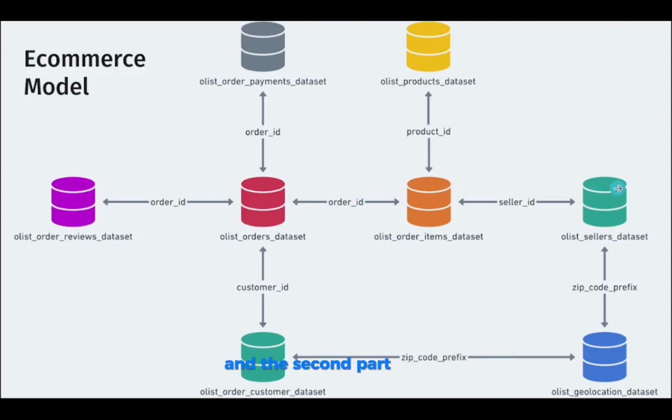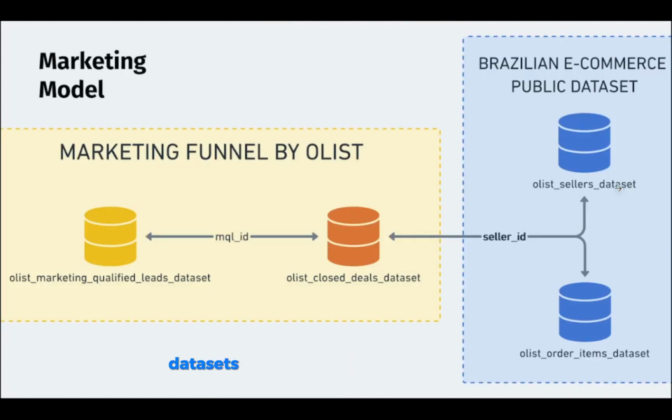The second part of this dataset is the marketing funnel dataset. This marketing funnel dataset is a different kind of dataset that focuses on the marketing side. By joining the two of them together, whenever you are making your analysis, you can easily make an analysis around the marketing and, at the same time, around the e-commerce side of the data, right?